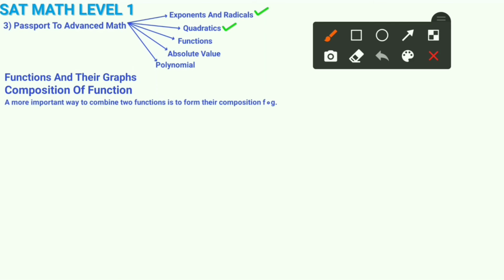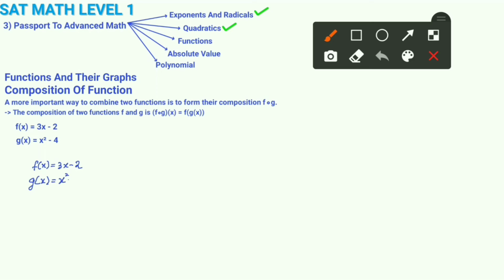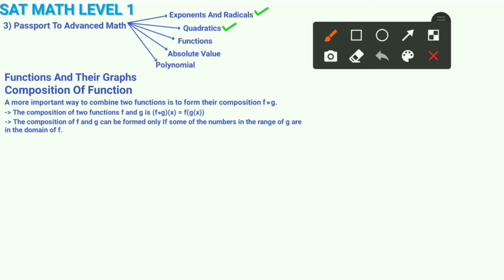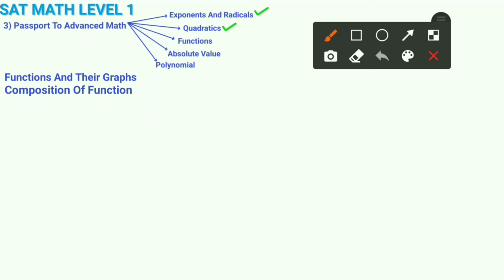Composition of functions. A more important way to combine two functions is to form their composition. The symbol is this. The composition of two functions f and g is this, a function of a function, if you want to call it. Suppose there are two functions, and this is the example. The composition of f and g can be formed only if some of the numbers in the range of g are in the domain of f.